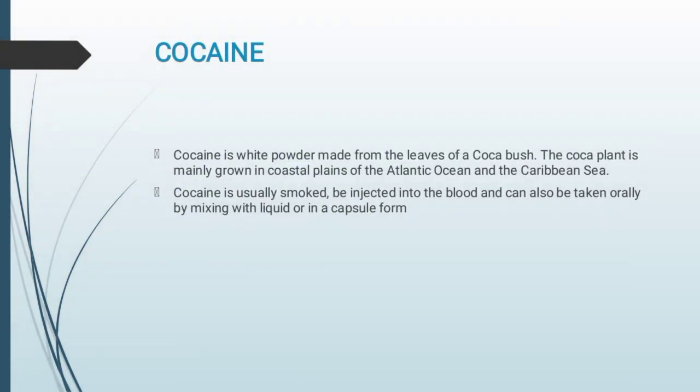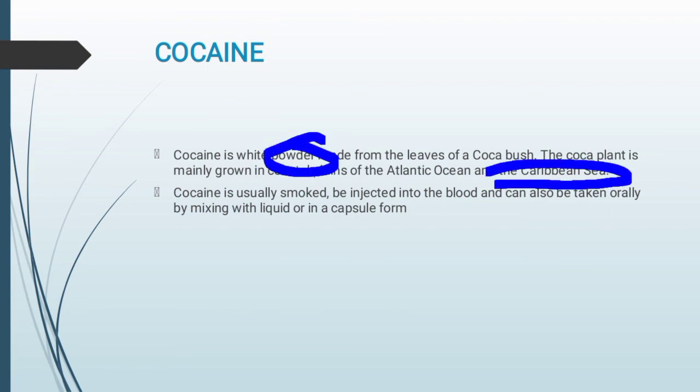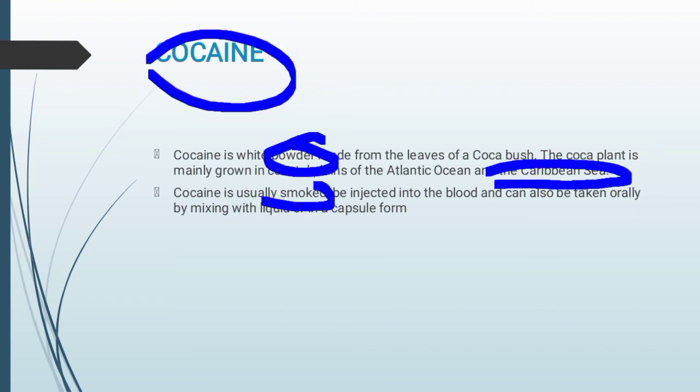We have cocaine, which is a white powder made from the leaves of a coca bush. Careful with this one. The coca plant is mainly grown in coastal plains of the Atlantic Ocean and the Caribbean Sea. Cocaine is usually smoked, but it can be injected into the blood and can also be taken orally by mixing with liquid or in capsule form.